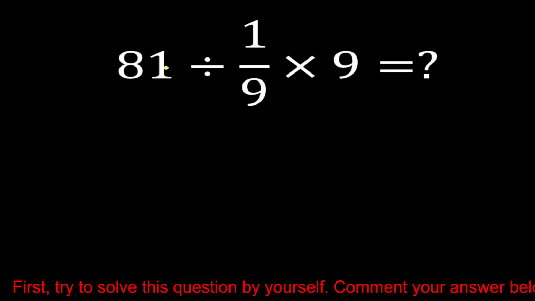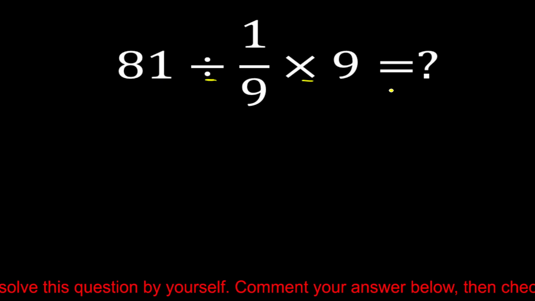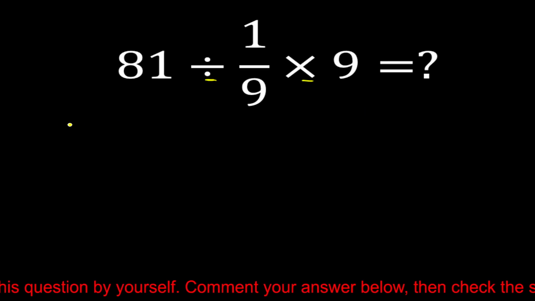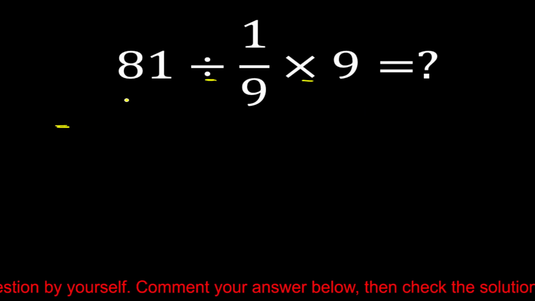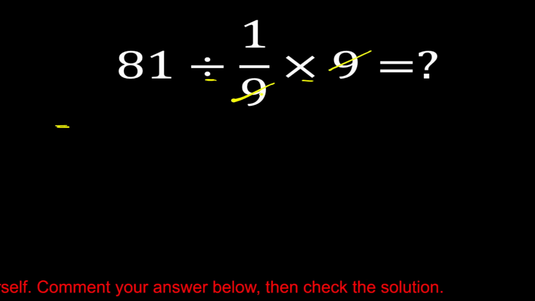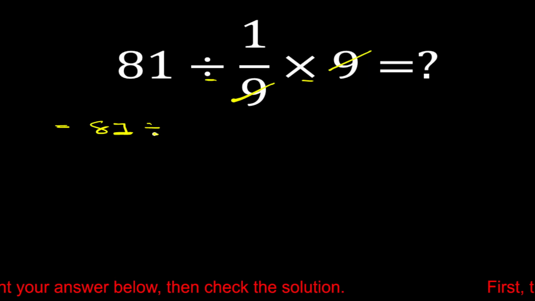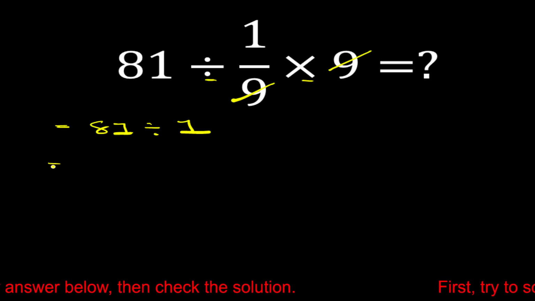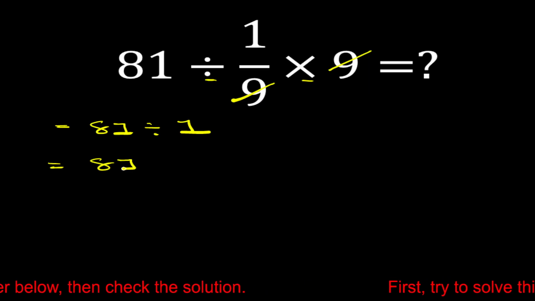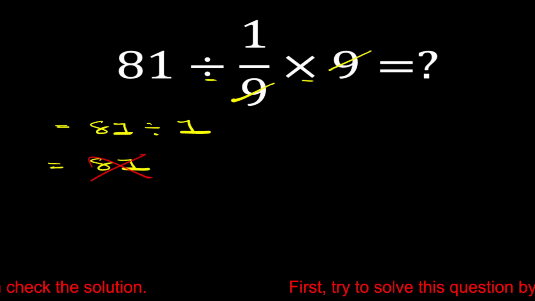So here we have a question: 81 ÷ 1/9 × 9. Most people solve this question like this: cancel this 9 by this 9, so it is equal to 81 ÷ 1, which is equal to 81. But here they are wrong, because this answer is not correct.